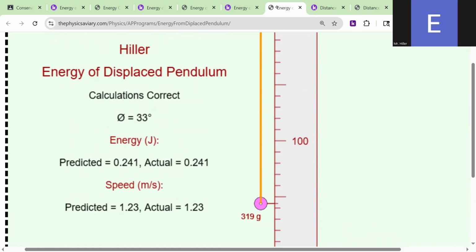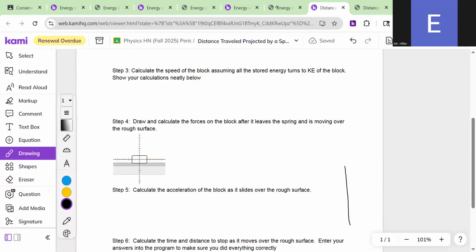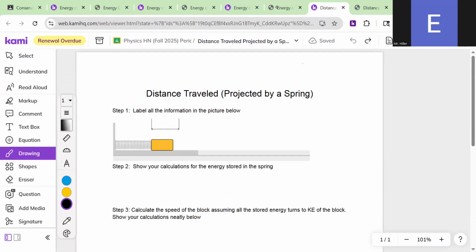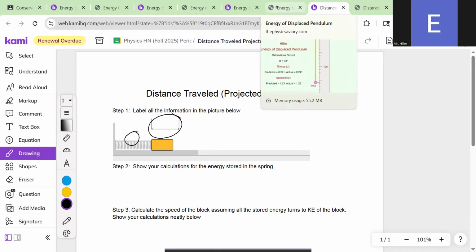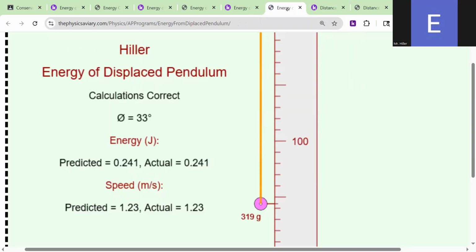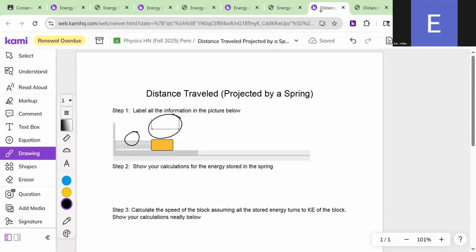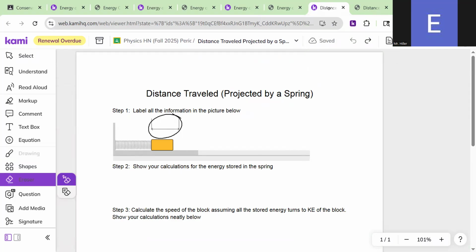Well, if you're able to get this right, then it's on to our final question, number 4, distance traveled projected by a spring. Now, here's what we're gonna do. We're gonna write in the spring constant, not the mass of the spring. I'm sorry, we're gonna write the mass that's getting pushed by the spring. We're gonna write the distance the spring is compressed, the spring constant, all of that. We're gonna write the mu because we're gonna be given the coefficient of friction on the tabletop, and we've got a lot of things we got to find. So here we go. Let's go ahead and get into this problem.